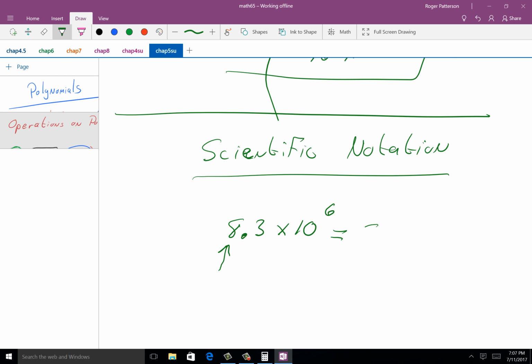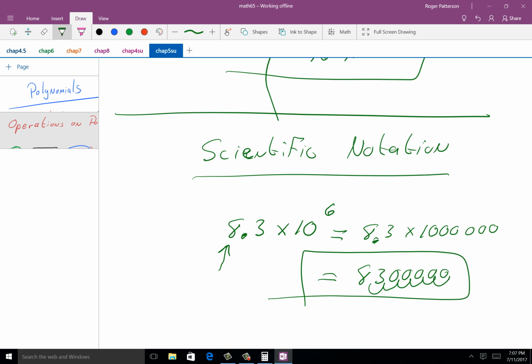So this is basically the same as taking 8.3 times 10 to the 6, which is 6 zeros, okay? Which is basically 6 moves of my decimal point. 1, 2, 3, 4, 5, 6. So it would be that number. All right?